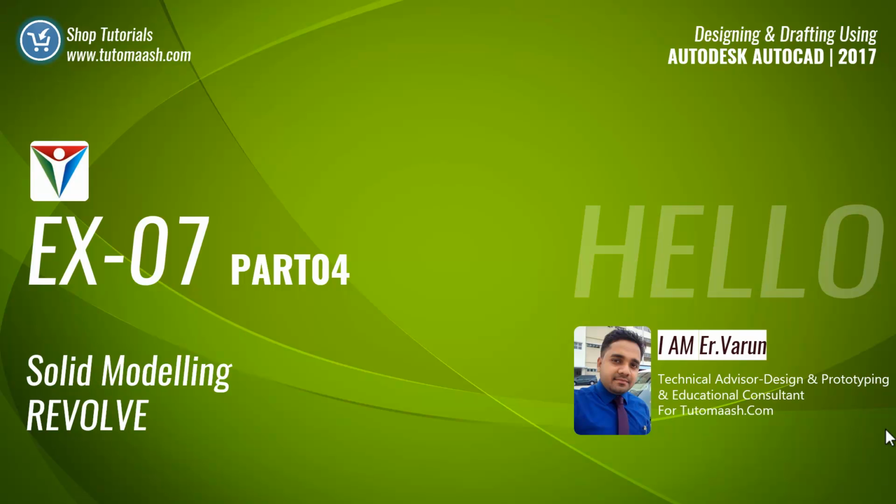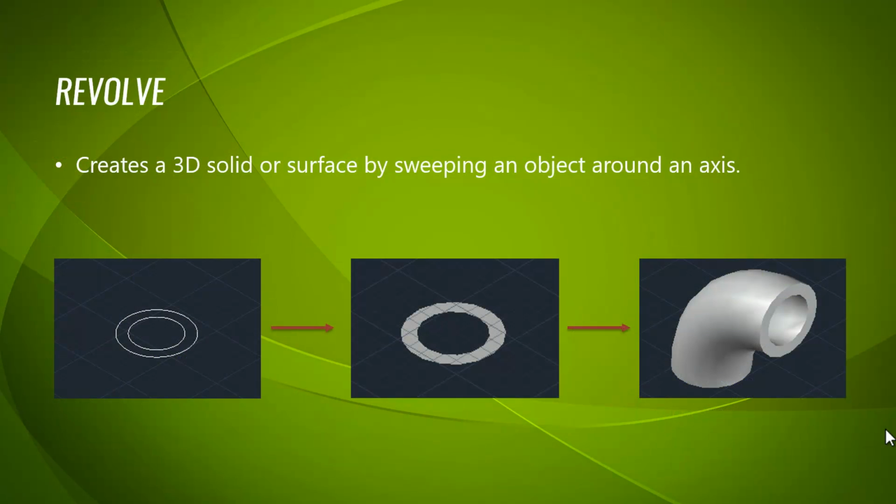In this session, we will be discussing solid modeling in AutoCAD. Revolve is another important tool which we use in AutoCAD. It helps you to create a 3D solid or a surface by sweeping an object about an axis.